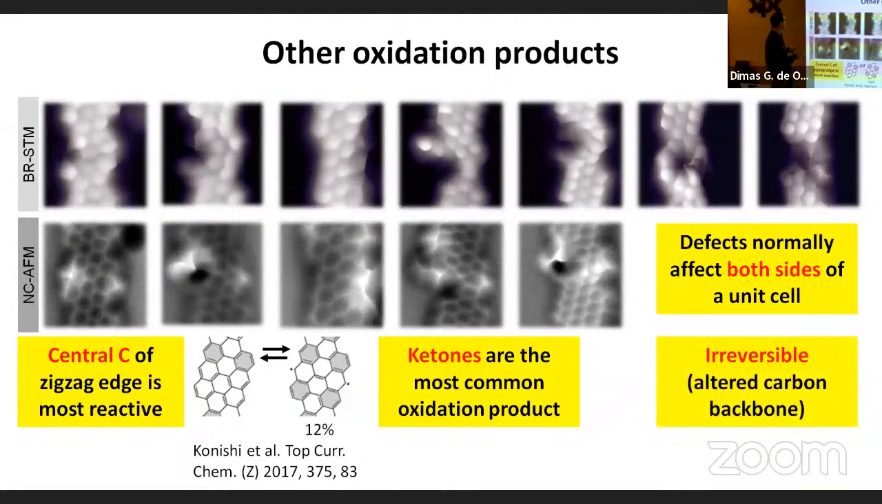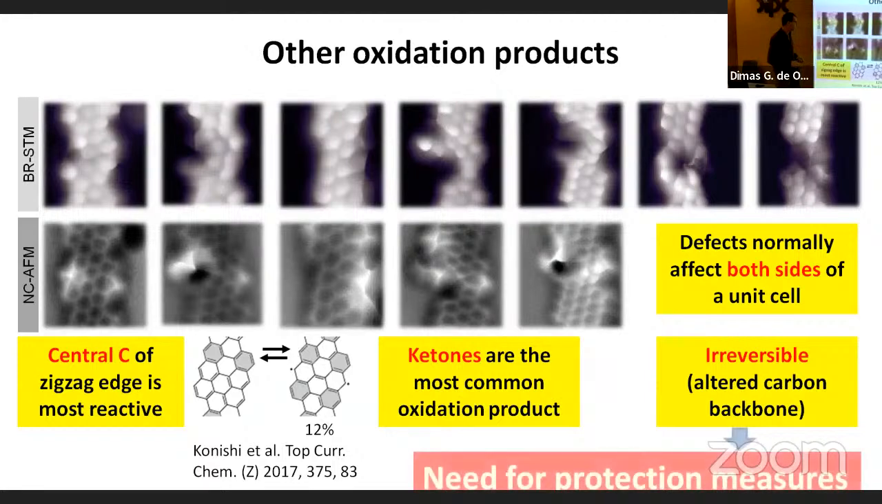And then another very important thing is that these changes are irreversible. You see that many of the defects actually have notable changes in the carbon backbone. So there is no going back to the original form by annealing. The oxygen really affects the ribbons in an irreversible manner. So there is some need for protection measures here.